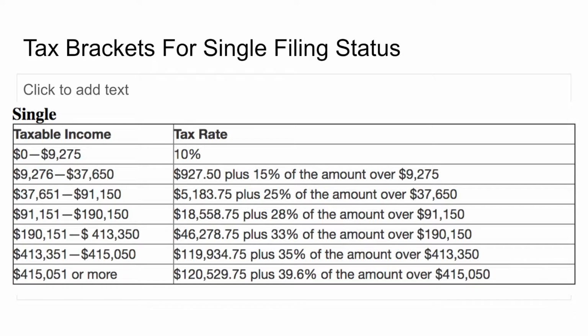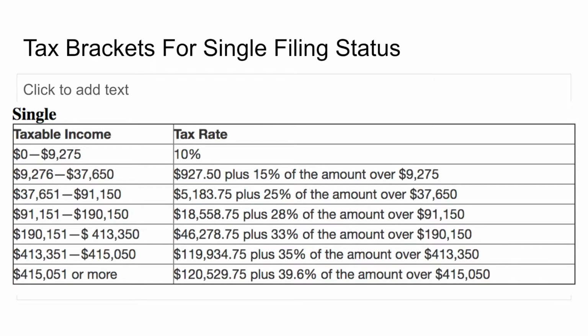So if my taxable income is $190,150, then my marginal tax rate is 28%. But when I earn that next dollar, so I get that dollar that takes me from $190,150 to $190,151, that $1 is going to lose 33 cents because it has crept into the next bracket.